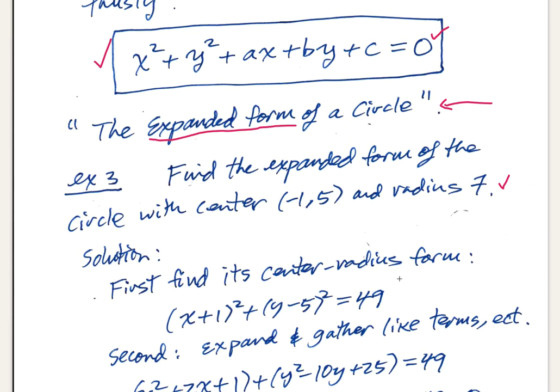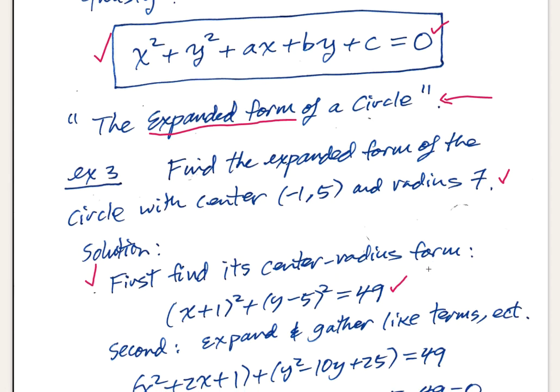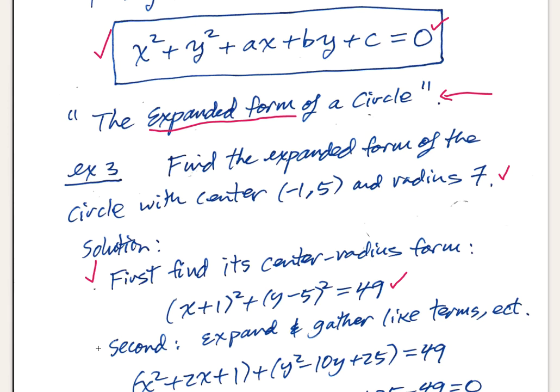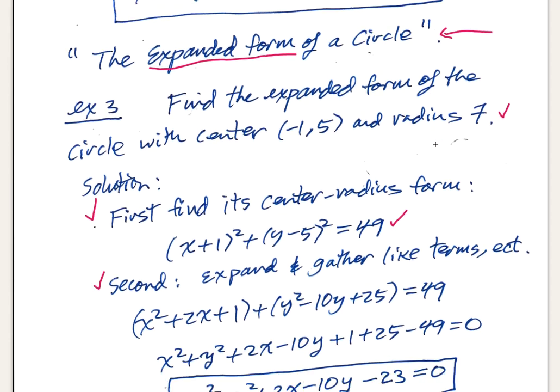So if I give you a problem like this, here's what you want to do. You first want to find its center radius form. Now, we already did that in example 2 there. So that was (x plus 1) squared plus (y minus 5) squared is 49. Then your second step here is to expand and gather like terms, etc., writing it like I have in this boxed form above. So let's go ahead and expand this.